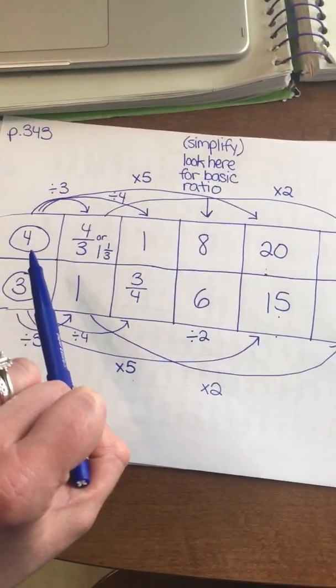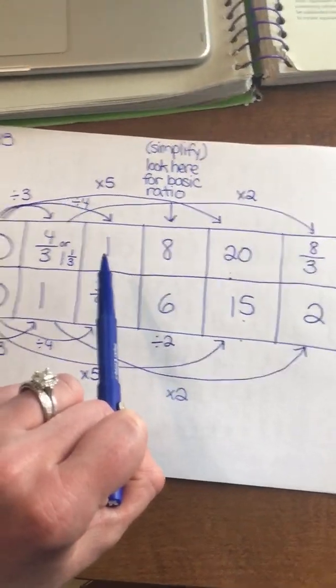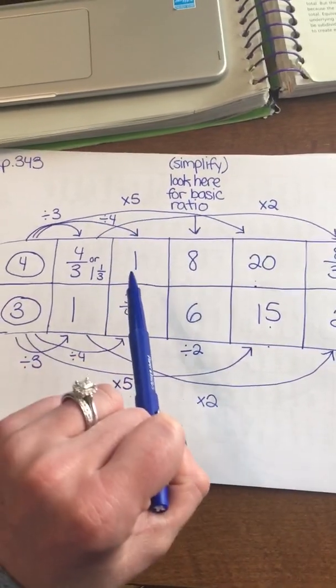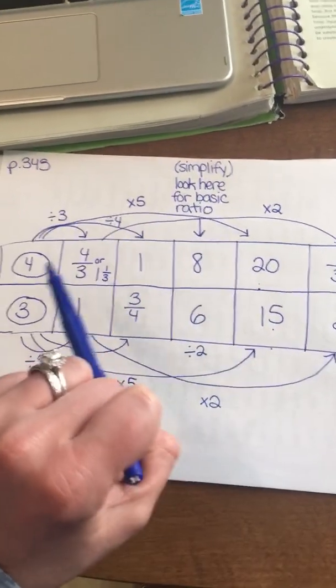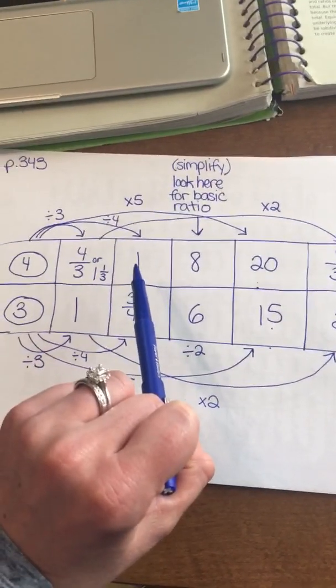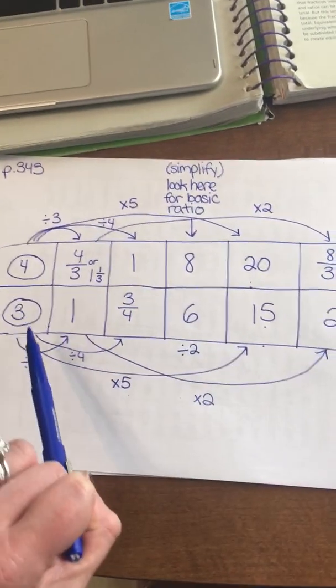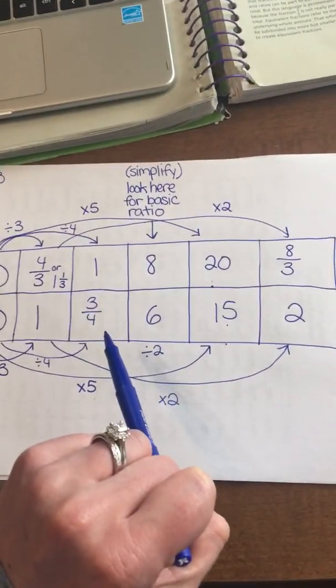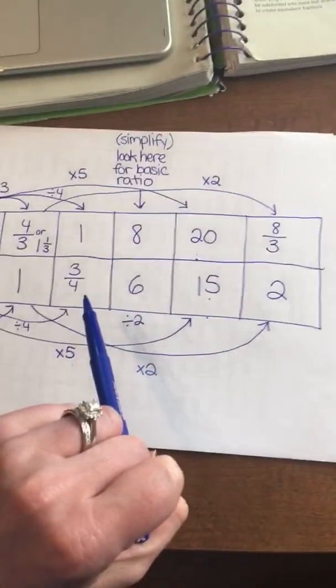Same thing here. You had a 4 and the 4 turned into a 1. So there was division that took place here. 4 divided by 4 was 1. Whatever we do to get the pattern here, we divided by 4, so we need to divide 4 here. So 3 divided by 4 is 3/4. You could do that one in decimal form too.